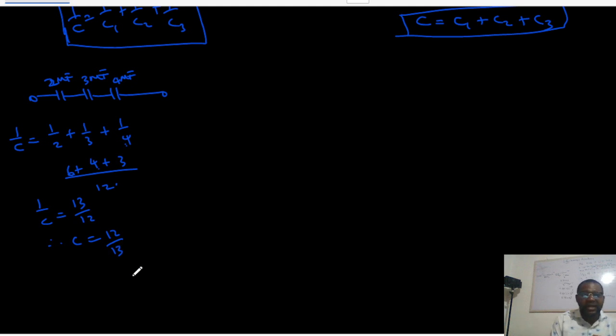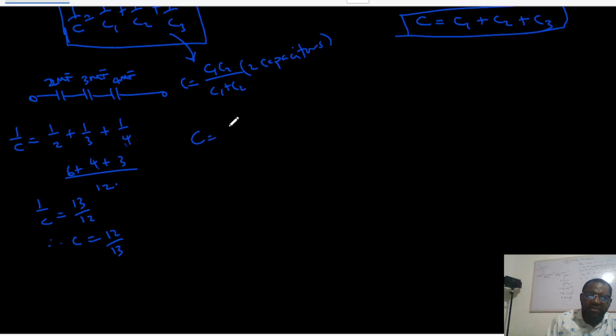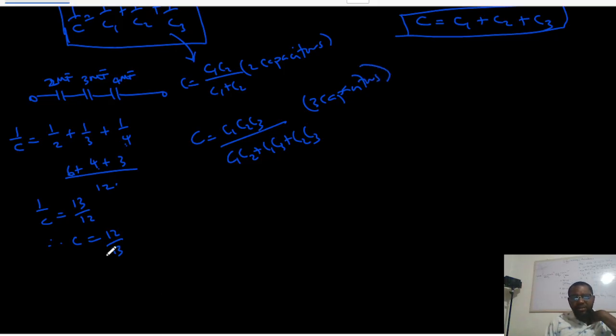Okay, now I like to say this. I don't know if this is the right time to say this, but this formula you can reduce to C1 C2 over C1 plus C2. That's the total capacitance if you have only two capacitors. Then if you have three capacitors, you can say C1 C2 C3 all over C1 C2 plus C1 C3 plus C2 C3. For me it is quite faster, but if it is a theory question, then you should use the original formula.